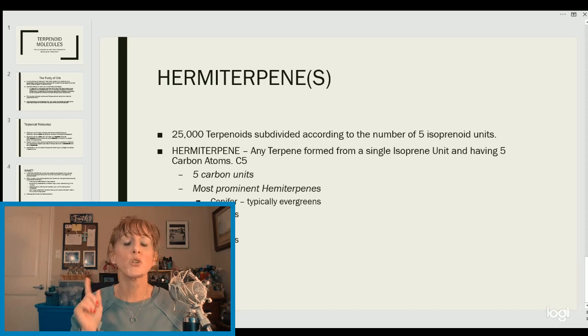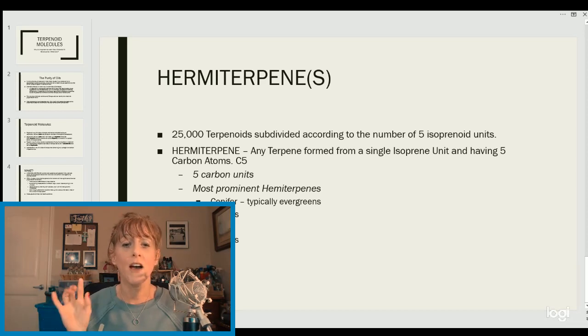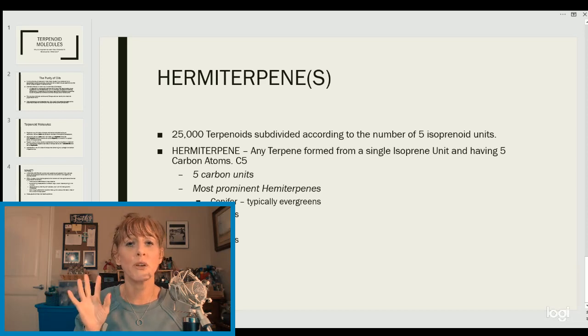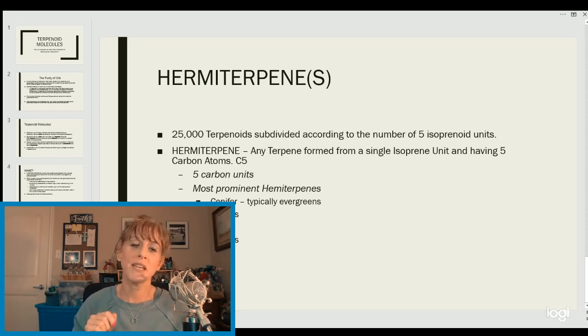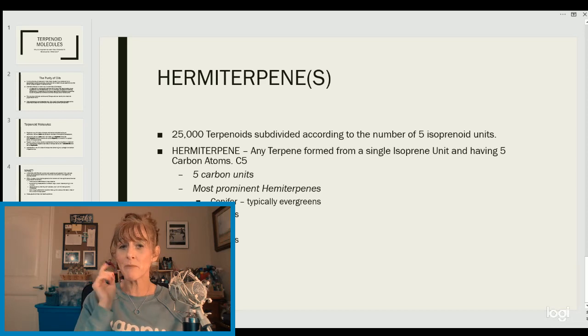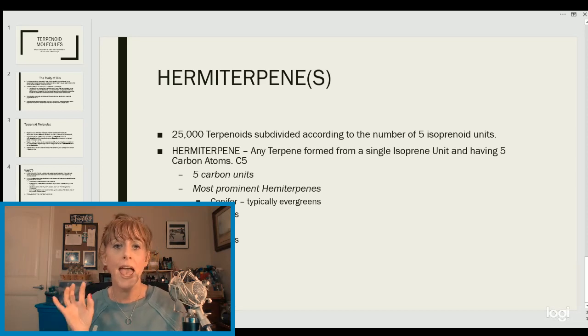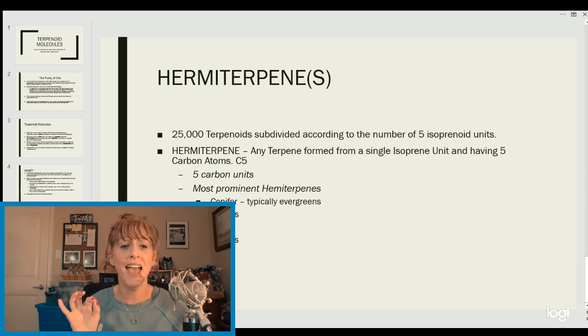Hemiterpene: there are 25,000 terpenoids subdivided according to the number of 5-carbon isoprenoid units. A hemiterpene is any terpene formed from a single isoprene unit with 5 carbon atoms. What is that again? Hemiterpene: any terpene formed from a single isoprene unit having 5 carbon atoms.